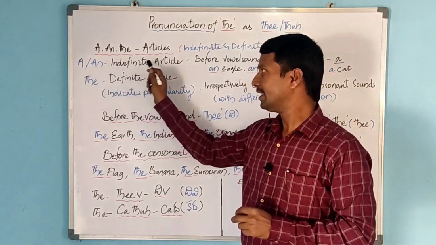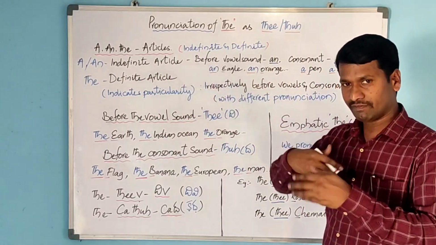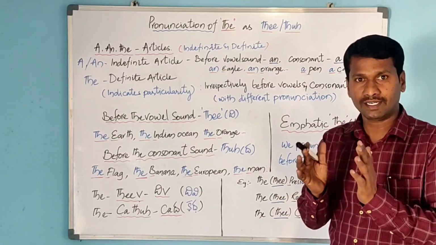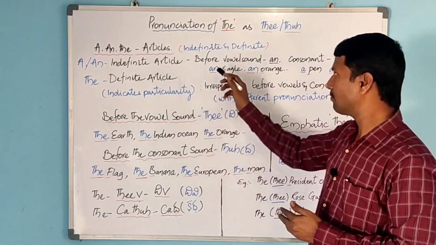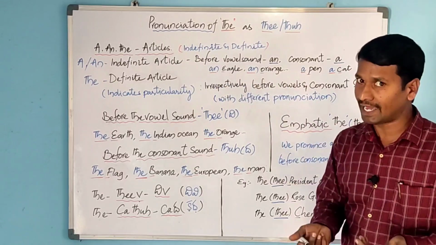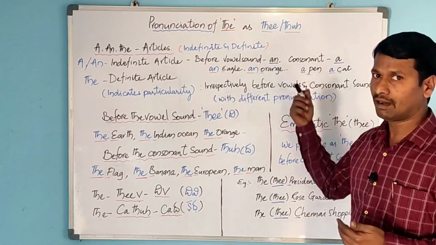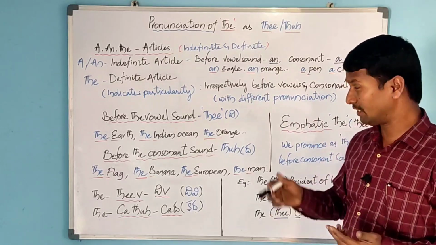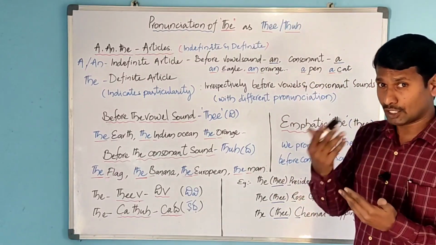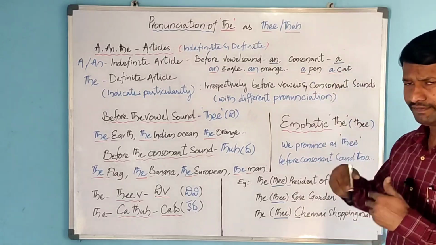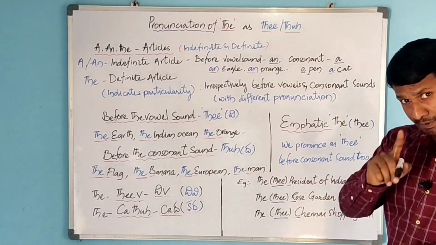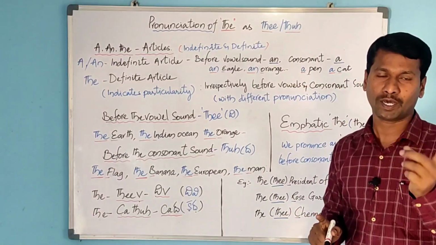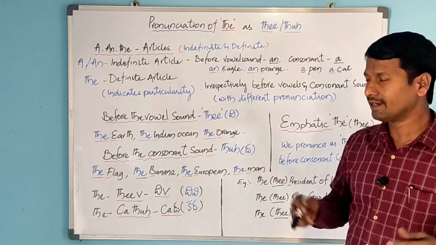So for the indefinite article, we use "an" whenever the word that follows begins with a vowel sound: an eagle, an orange, which means one eagle, one orange. When the word begins with a consonant sound, we have to use "a": a pen, a cat. Remember, whether it is "a" or "an", it indicates one: one book, one cat, one pen.